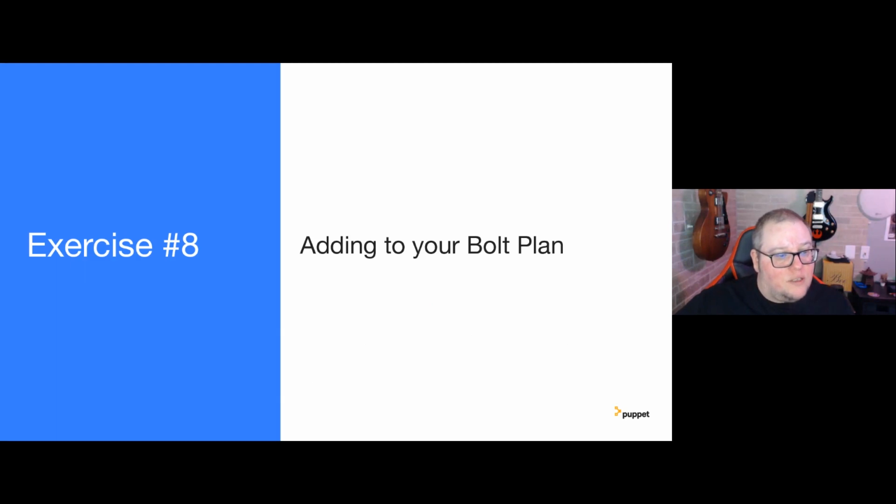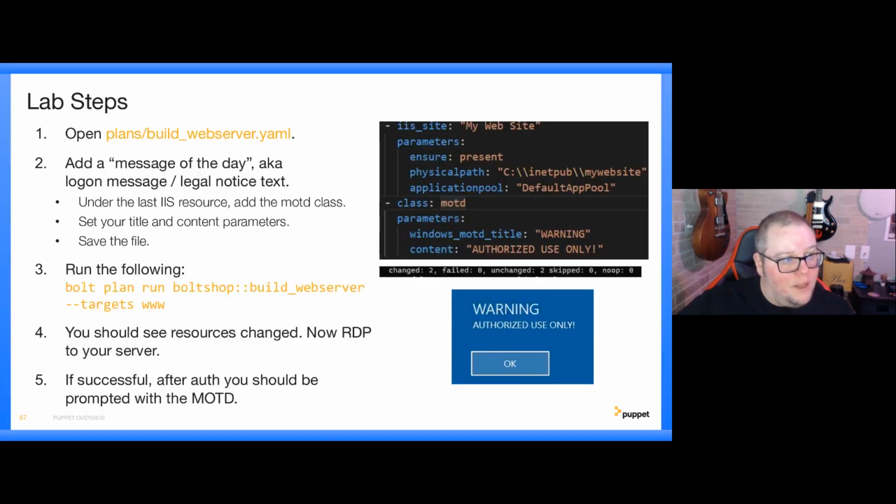So let's move into exercise 8. We're going to add to that Bolt Plan, so we'll just open that up inside of your text editor of choice. We're going to work with one more piece of Puppet code here. We'll add a message of the day. On the Windows side of things, this is your login message that asks for OK before you enter credentials. We have one module from the Puppet Forge that'll do either Linux or Windows.